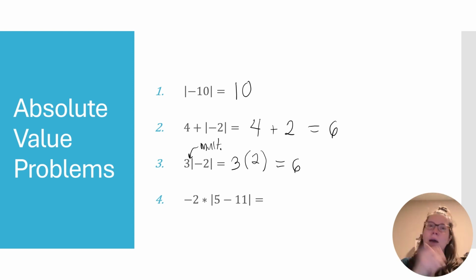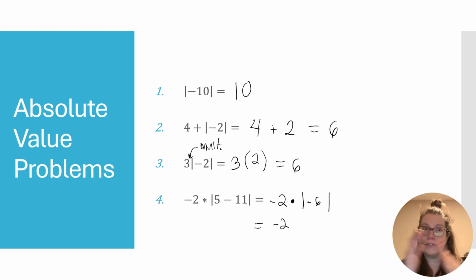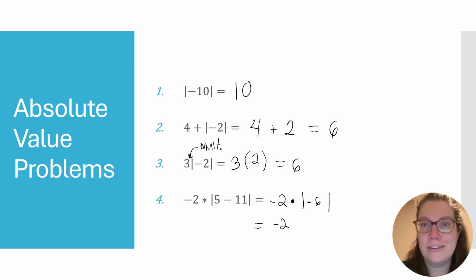All right. Now we have -2 times the absolute value of 5 minus 11. We're going to start inside that group and do 5 minus 11. So, carrying along -2 times absolute value of, and we're going to do 5 minus 11 and get -6. Now we can do the absolute value of what is inside there. So first we solved, and now we're going to apply the absolute value. 5 minus 11 is -6. The absolute value of -6 is just 6. And now I can solve. -2 times 6 is -12.